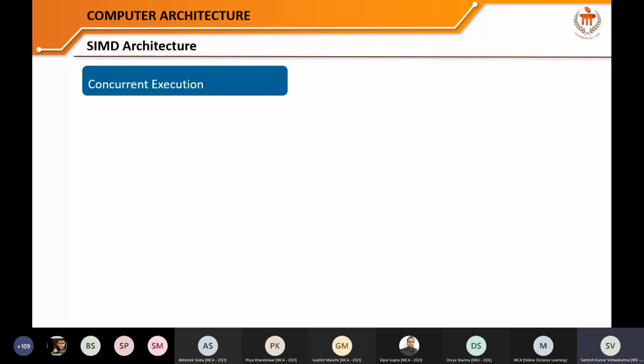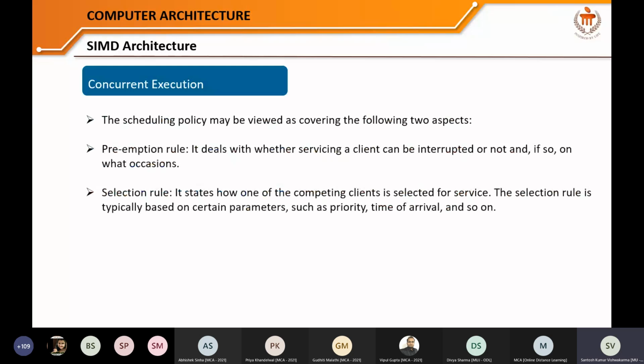So the scheduling policy may be viewed as covering the following two aspects. Preemption rule: it deals with whether servicing a client can be interrupted or not, and on what occasions. A very important point, you have also learned about the preemptive scheduling algorithms in operating systems. So preemption is very important, like which to preempt.